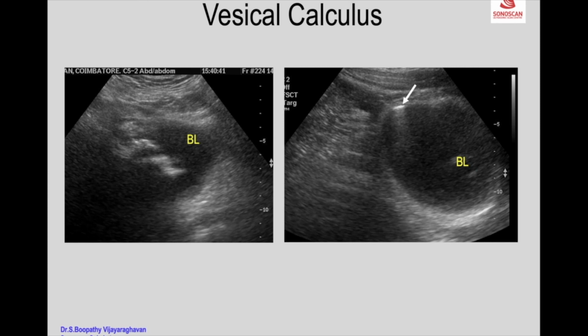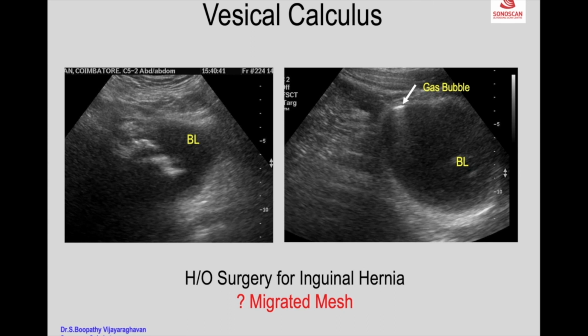This is a mesh plus gas, so you must think of a fistula with the bowel. The history of surgery for inguinal hernia makes the diagnosis of migrated mesh.